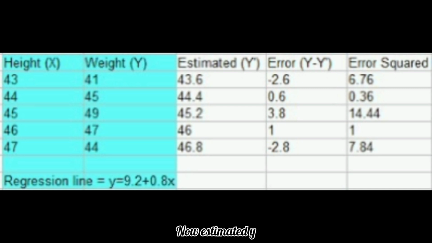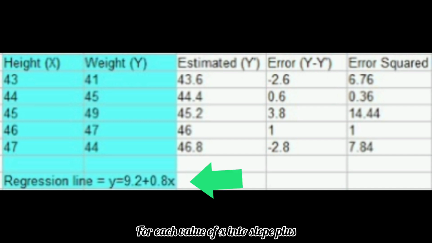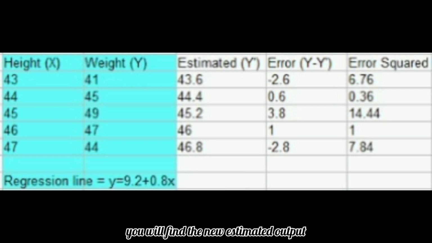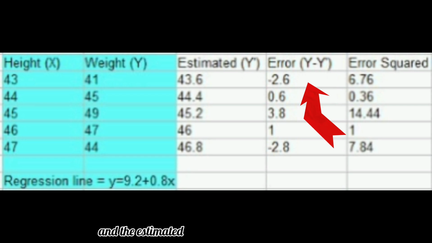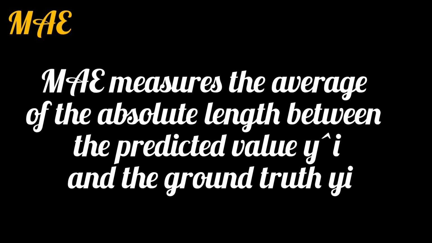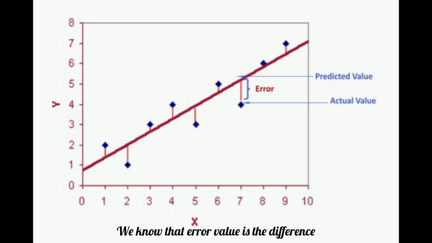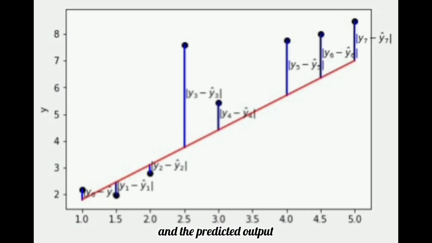Now estimated y is the predicted output. For each value of x, multiplied by the slope plus or minus the intercept, you will find the new estimated output. Now the difference between your actual and the estimated output is the error or the metric. Let's understand MAE by an example. We know that the error value is the difference between the actual output and the predicted output.